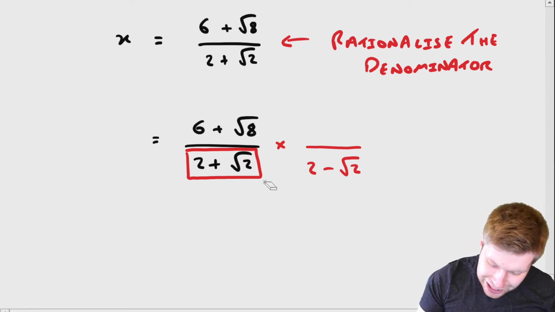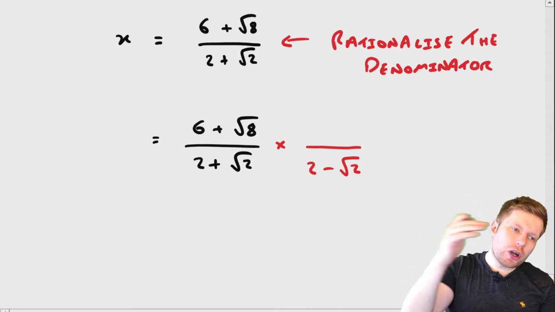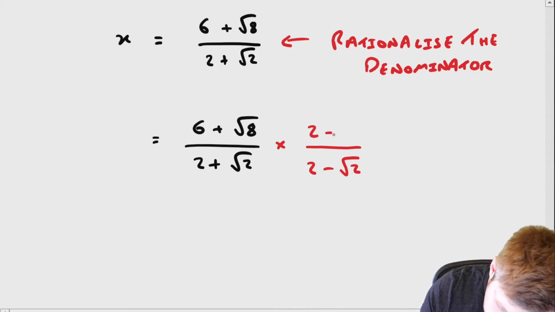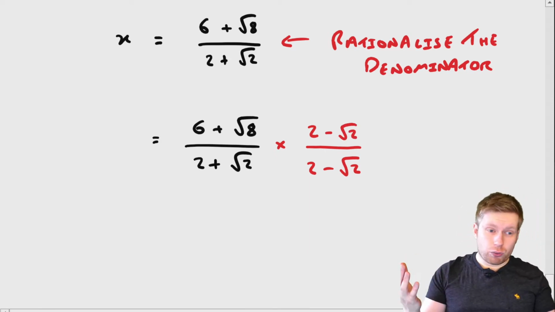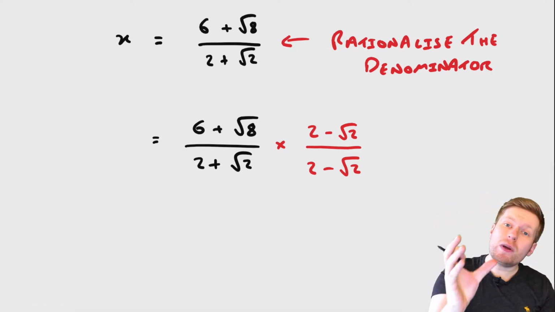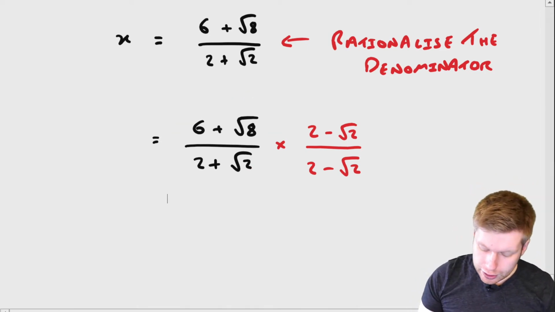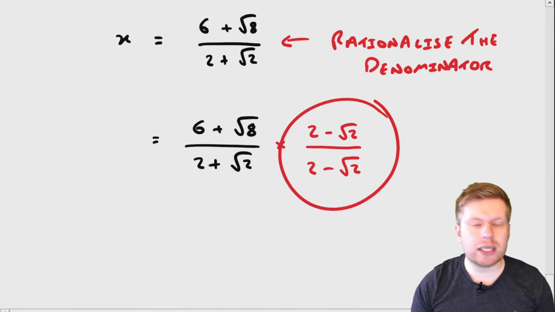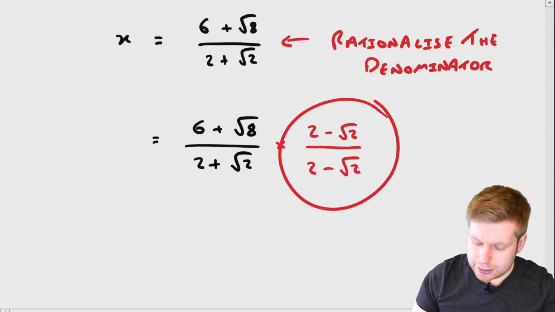But of course, I can't just multiply by 2 minus root 2 just on the denominator, right? I've also got to multiply by it on the numerator as well. Now, I wonder if you can remember why we have to do that? Well, the reason is because then we just get the same numerator, same denominator. It means we're just multiplying by 1. It means that we're not actually changing the value of this at all. Because whenever you see a fraction with the same numerator and same denominator, it's just the same as multiplying by 1. And anything multiplied by 1 is just itself.